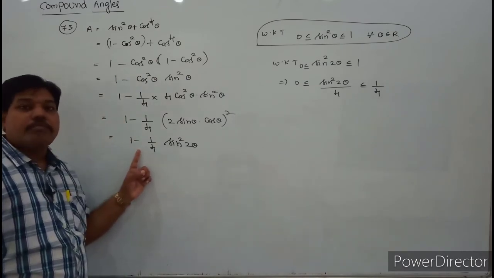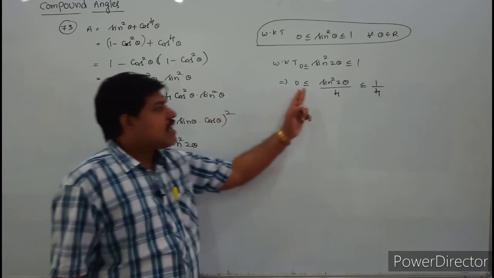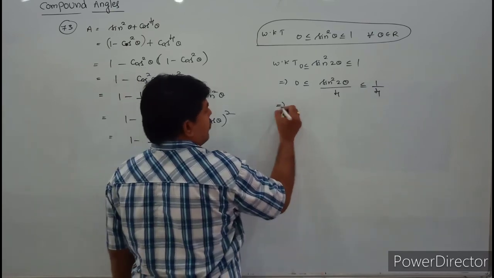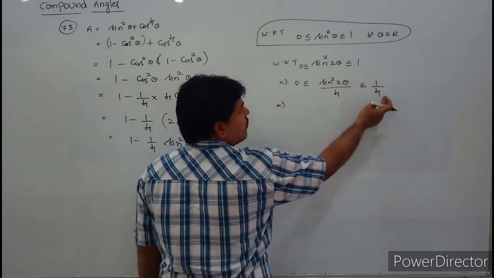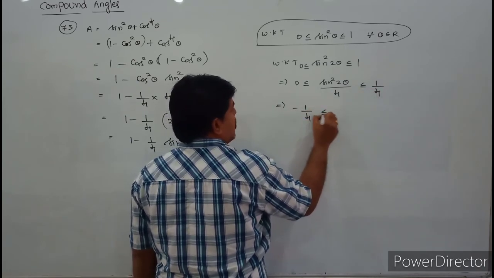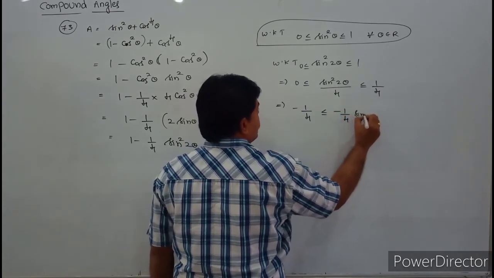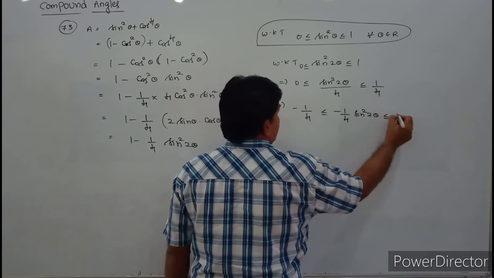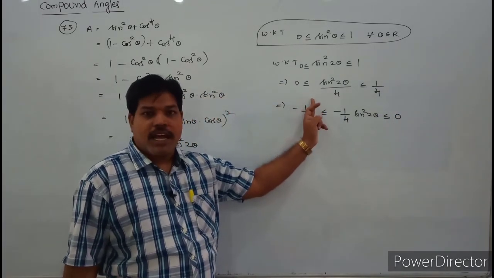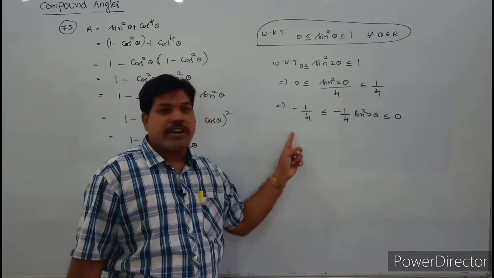Next, I am multiplying with minus. What happens? This less than or equal to will become greater than or equal to. So that meaning is, if you multiply with minus, this value will become the least. So minus 1 by 4 is less than or equal to minus 1 by 4 into sin square 2 theta, which is less than or equal to 0. That meaning is, if you multiply with minus, less than or equal to will become greater than or equal to. Do you understand that? That meaning is, it is the least value. So that's why I have written it in this form.